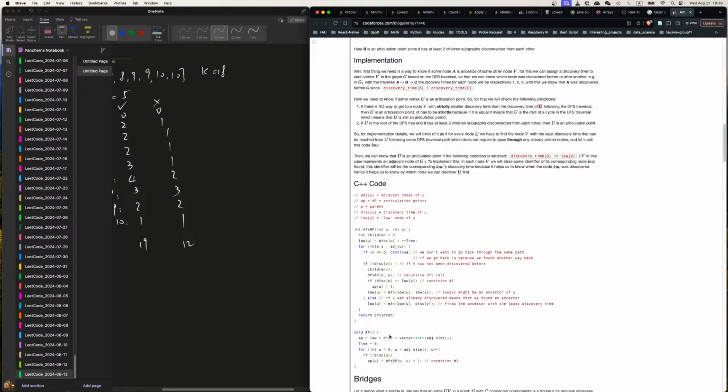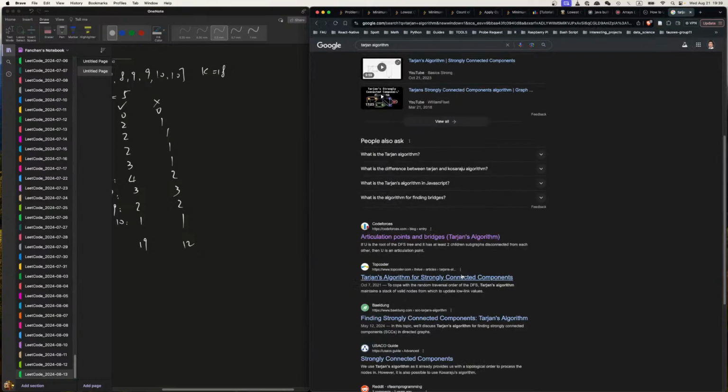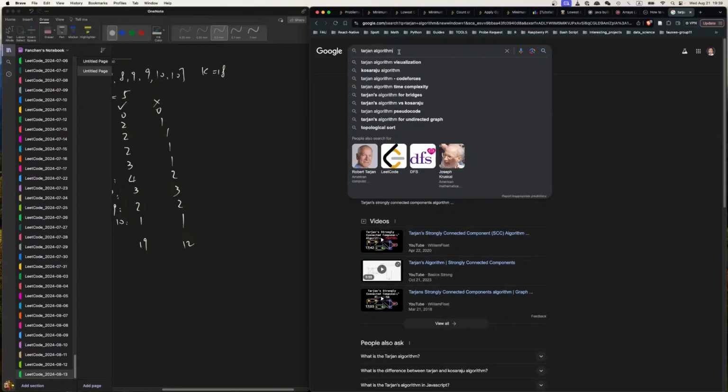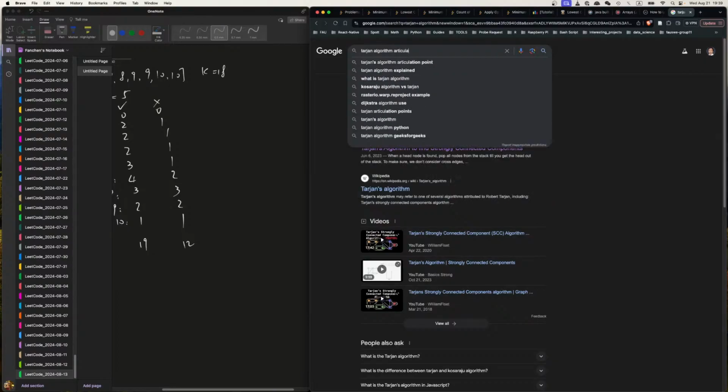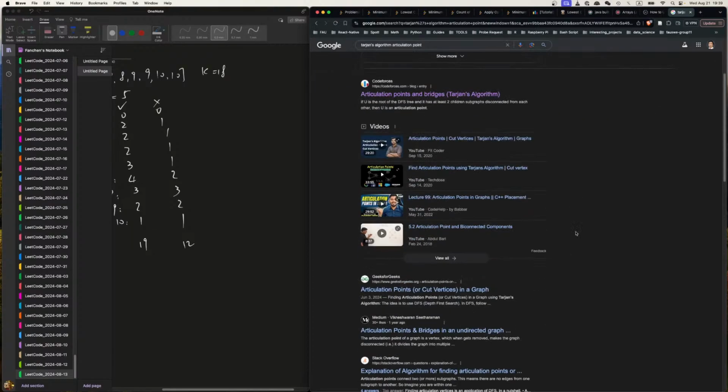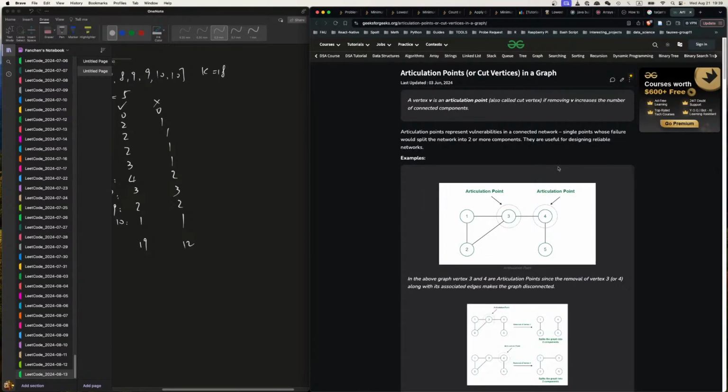What the hell is low? Alright, I don't understand this one. Let's try another one. Tarjan articulation. Alright, let's try this.